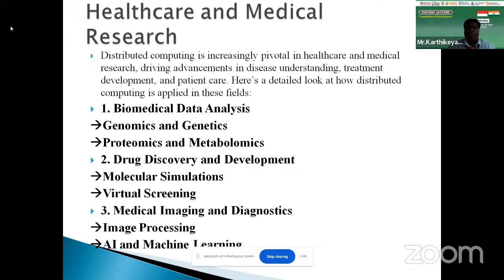And the next one is healthcare and medical research.